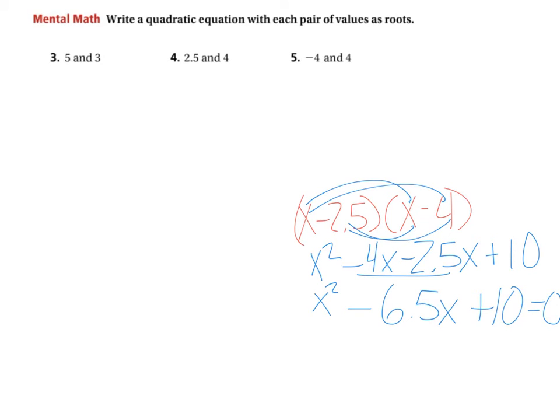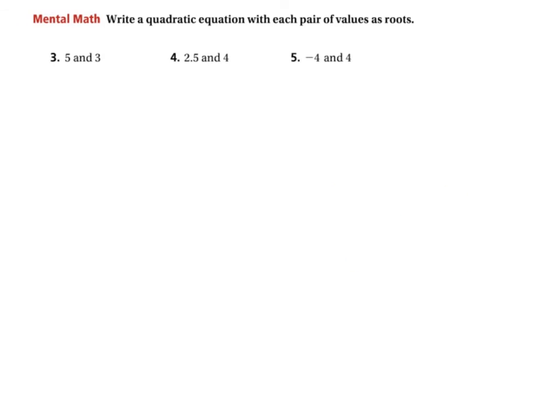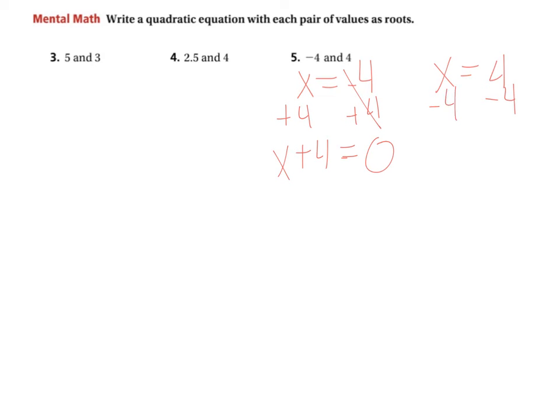Okay, so I am looking at the third problem here, negative 4 and 4. So x is equal to negative 4 and x is equal to positive 4. So I start by moving whatever number's on the right side over to the left side. So for this one, I'm adding 4 to both sides. So I get x plus 4 is equal to 0. For the second one, it's a positive 4, so I'm subtracting 4 from both sides. So x minus 4 equals 0.